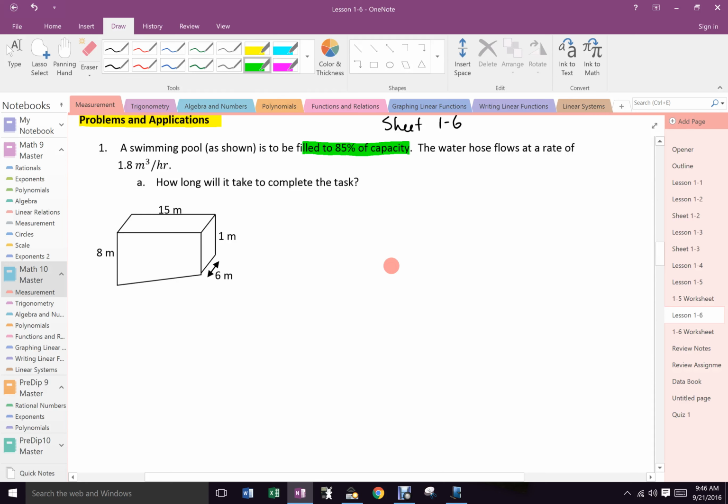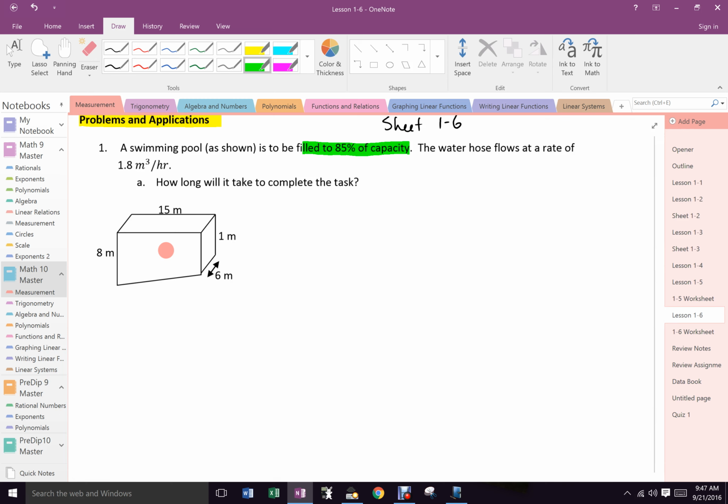Since we are filling the pool, are we using volume or surface area? Volume, right? We're filling it up. Is this a prism, a pyramid? Which is it? It's a prism, yeah?